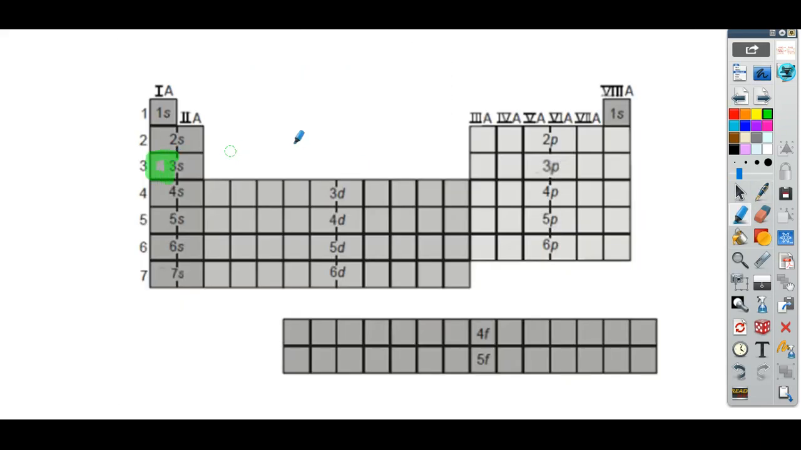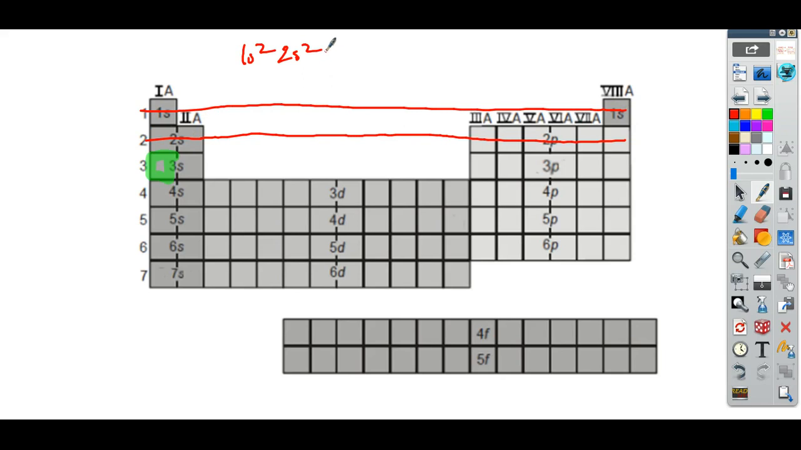Sodium, dang, 11 total electrons. Here's sodium on the periodic table. Standard notation 1s2, 2s2, oh my, 2p6. And finally, 3s1. Dang. This is sodium's standard configuration.